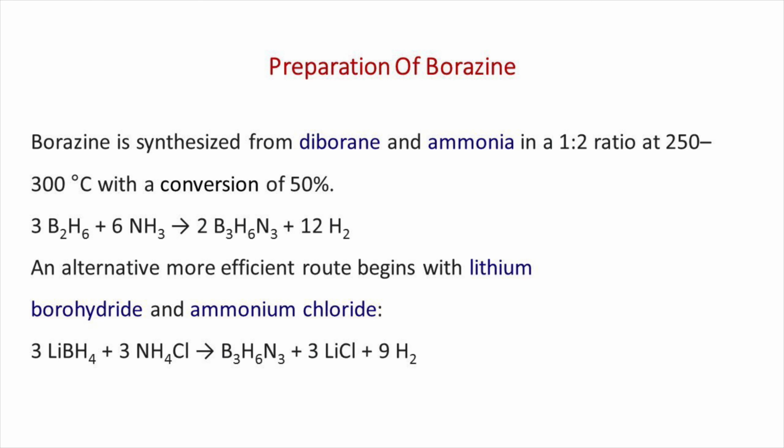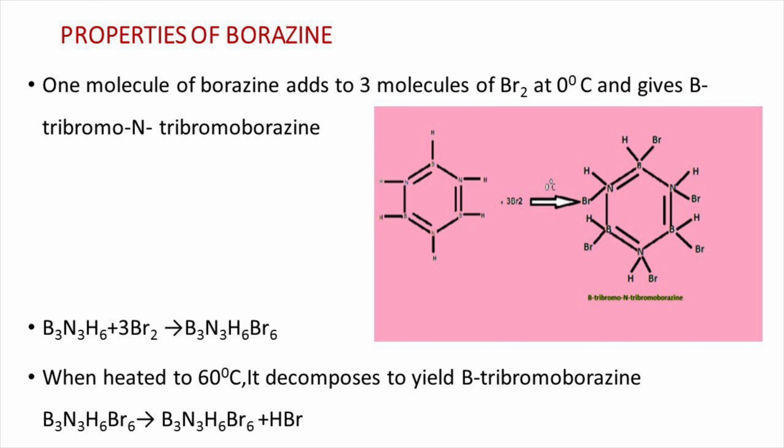Next we can discuss various methods for the preparation of borazine. Borazine can be prepared by heating a 1:2 molar mixture of diborane and ammonia at 250 to 300 degrees Celsius. Another method is that borazine can be conveniently prepared by heating lithium borohydride with ammonium chloride at 230 degrees Celsius in vacuum. Now we can discuss the properties of borazine.